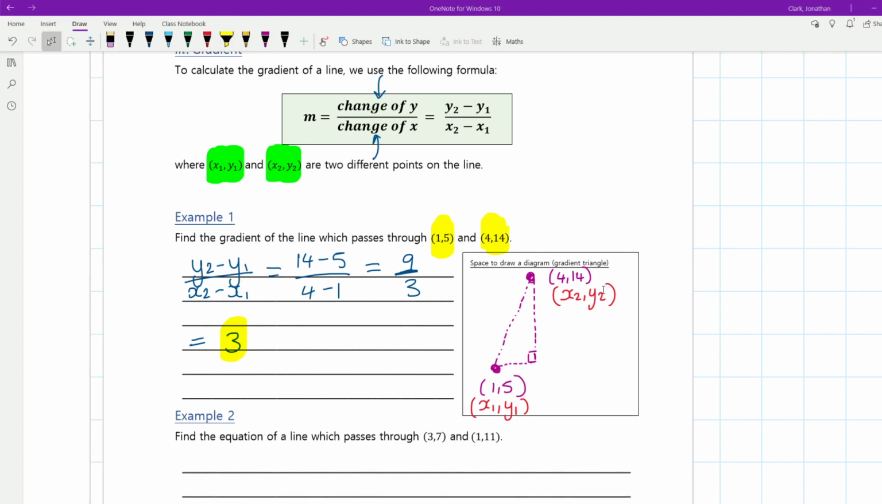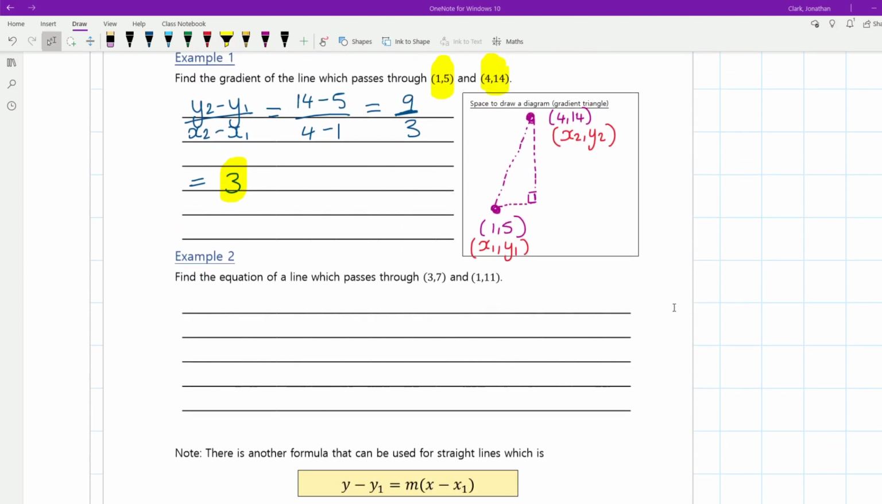All right, let's have a look at example 2. This one's going to involve a little bit more algebra. I'll outline the plan of action here. The line that passes through 3, 7 and 1, 11. What we're going to do is find the gradient first, and then use the straight line equation, which is y equals mx plus c. So that's the plan of attack.